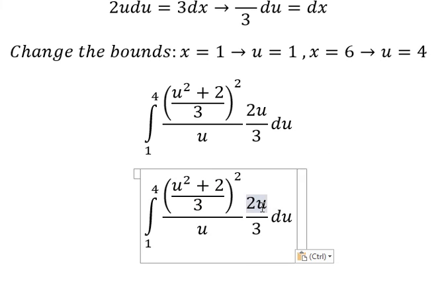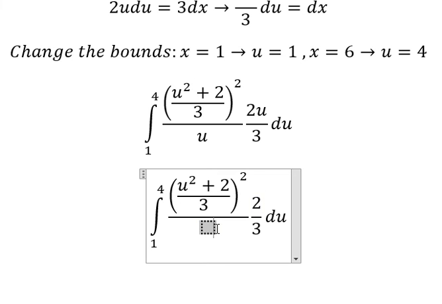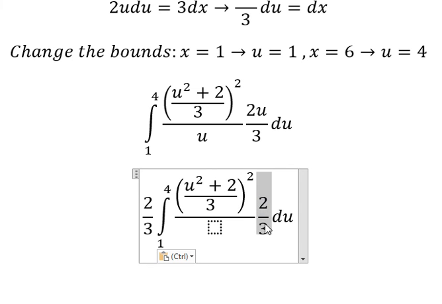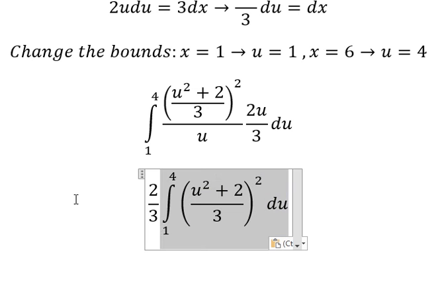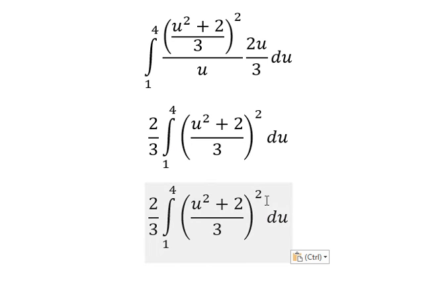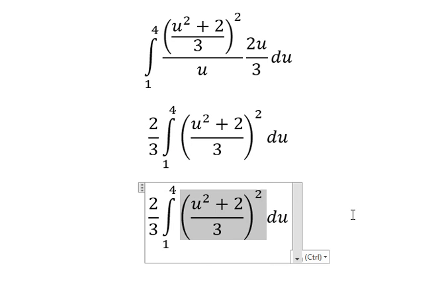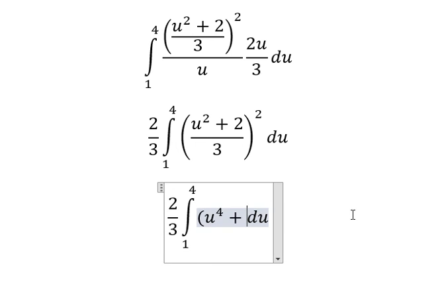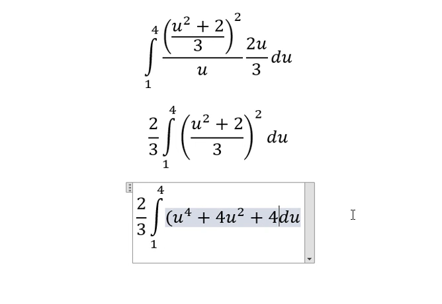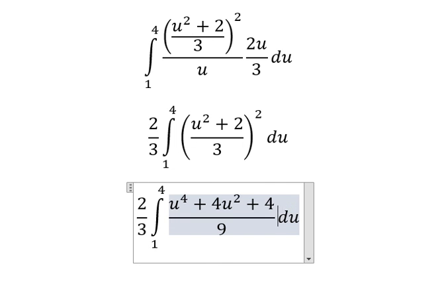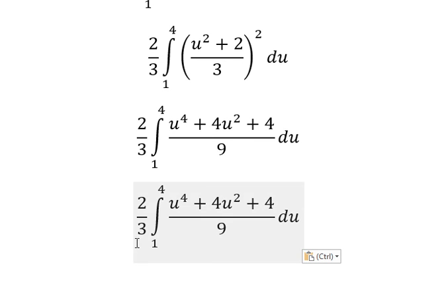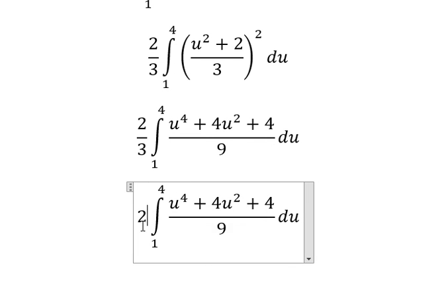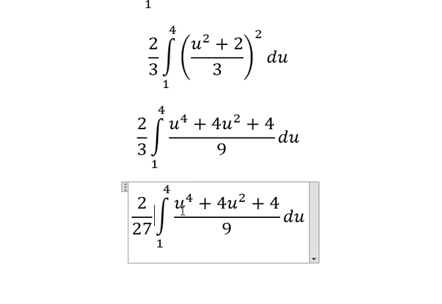U and u, we simplify. And this one, I will put outside. Now we just have this one left. So we need to expand this one. So 9 and 3, you got 2 over 27.